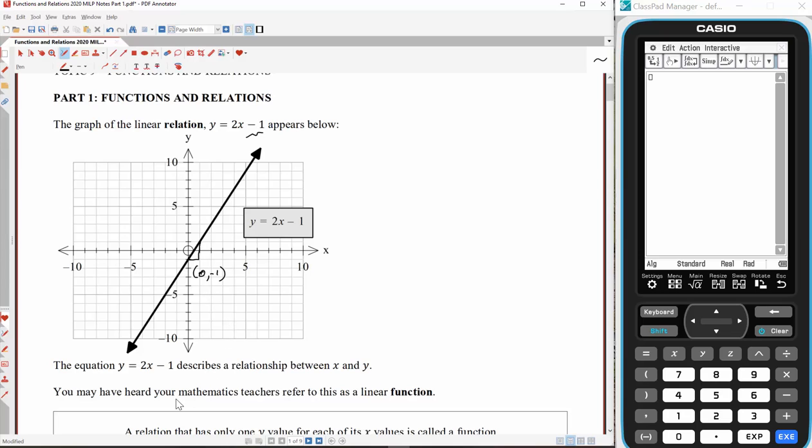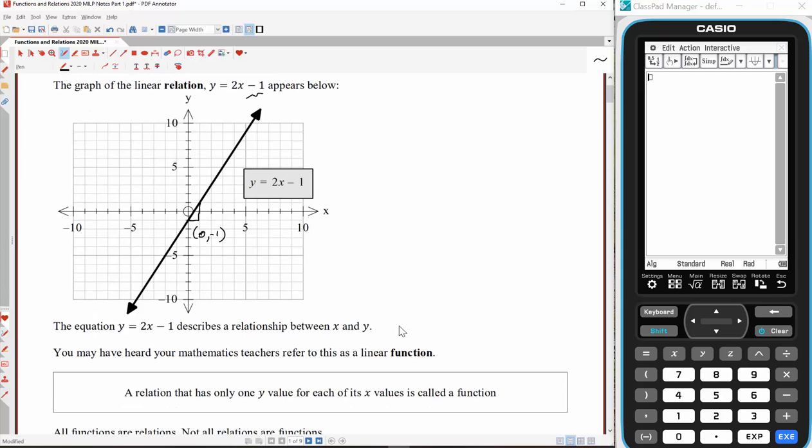The equation y = 2x - 1 describes a relationship between x and y. It's a relationship where y values are obtained by substituting values of x, and x values are obtained by substituting values for y. You may have heard me or your other maths teachers over the years talk about this as a linear function. We can call this a linear function or a linear relation, but you actually don't know what a function is just yet. So it's our job today to talk about what a function actually is.